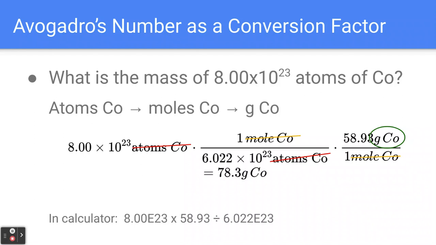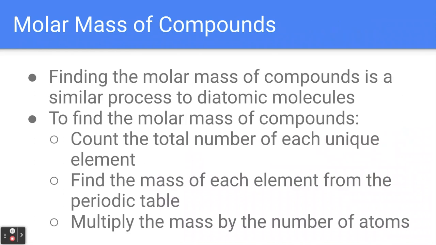So 58.93 came from the periodic table. In my calculator, what I'm going to do is I'm going to take 8.00 times 10 to the 23rd times 58.93 divided by 6.022 e to the 23. Remember that we never want to type in times 10 to the power. You always want to use the EE button.